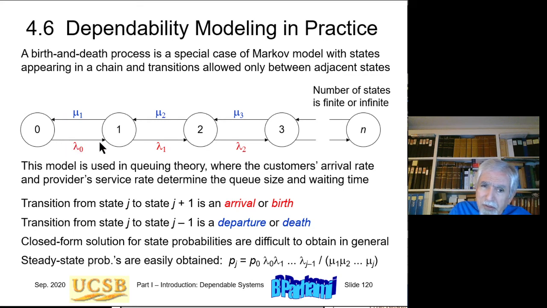So if lambda 0 is 3 minutes, arrival rate is 1 every 3 minutes, and then the service rate is 1 every 2 minutes, then it's less likely for the line of waiting customers to grow. If arrival rate is 3 minutes and service time is 5 minutes, of course the line will grow indefinitely towards infinity because the rate of service is lower than the rate of customer arrival.